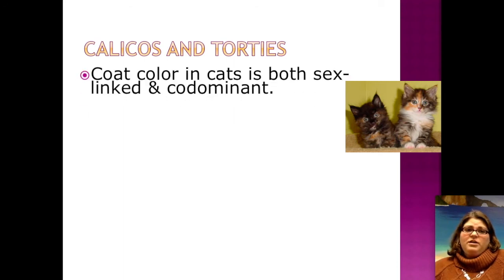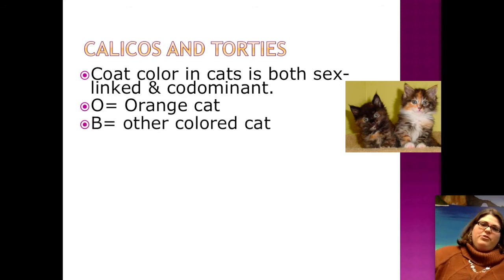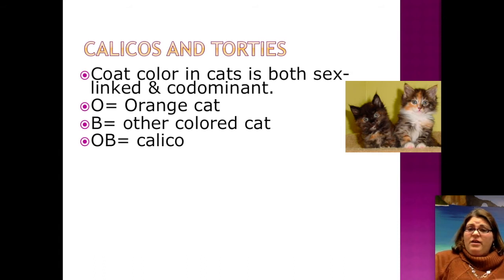So another example is calico cats. Calicos and torties are cats that have this orange and black pattern. So the calico comes from coat color that is both sex-linked and dominant. So in cats, O alleles would represent orange. B alleles would represent some other color, could be gray or black, that would be another gene. And so consequently, if they inherit an O and a B, they're going to be calico. Normally, remember, we'd write the O and the B as a superscript of another letter, but we would do it this way to make it simple.